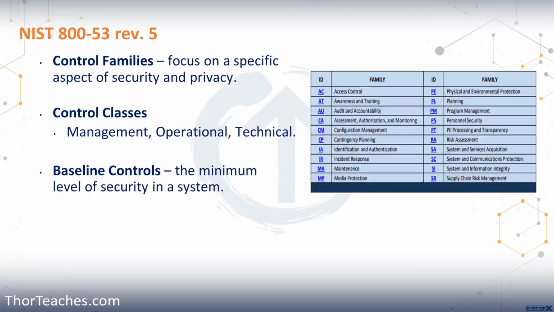It's about people, processes, and environments. We need to focus on the whole thing. Next up, we have control classes, and these are the much broader categories that our controls fall under. We have management, operational, and technical.